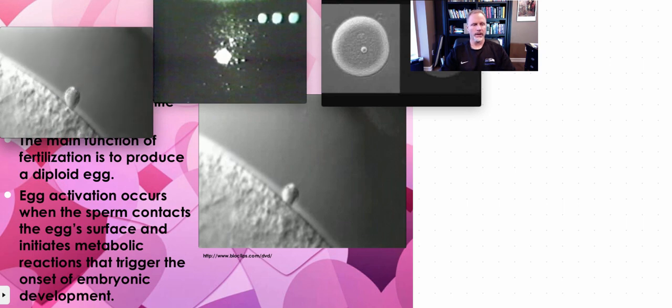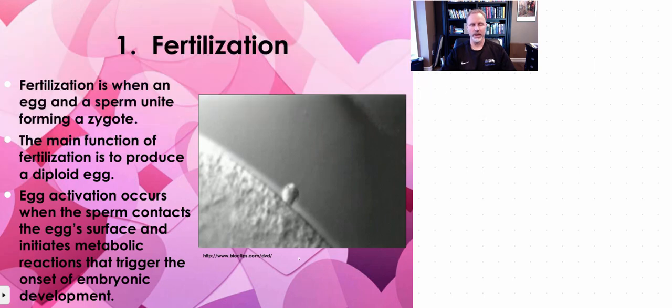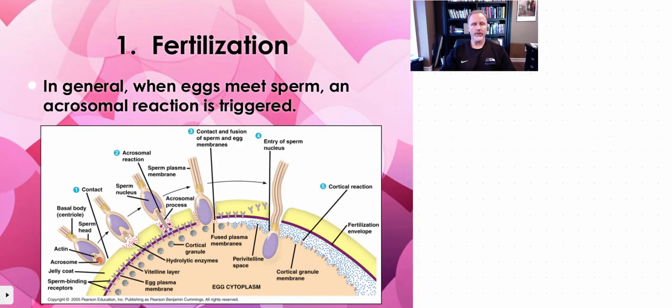So you can see here that this is a sperm penetrating, barely see the tail on it. Then it gets into the egg cell, and that's when a number of different types of changes are going to take place. Okay, so now moving on here, during fertilization, when the sperm and the egg meet, you get what's known as an acrosomal reaction that gets triggered.